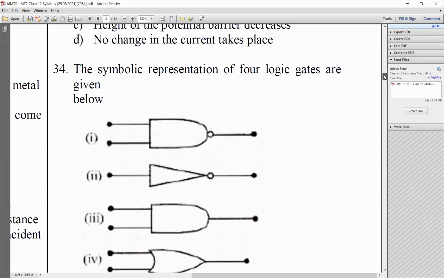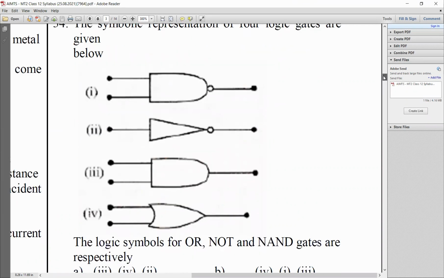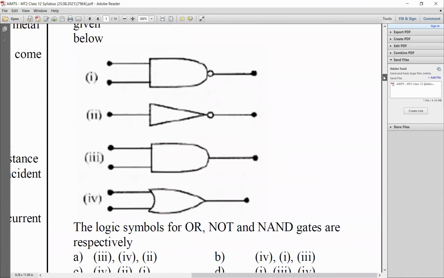What is given? A symbolic representation of 4 logic gates is given. Very easy question. First one is NAND, second one is NOT, third one is AND, fourth one is OR.